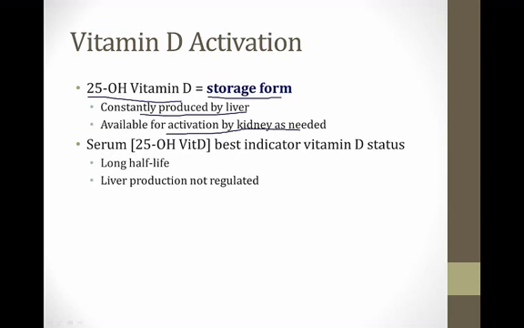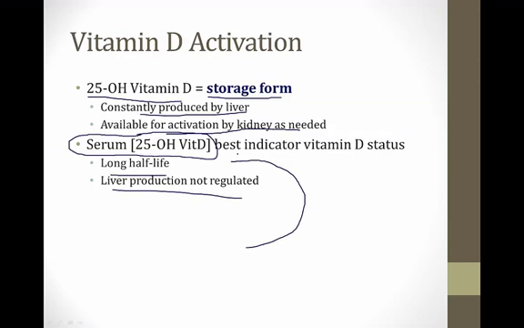This is important clinically because when you want to check someone's vitamin D status, what you measure is the serum concentration of 25-OH vitamin D. It has a long half-life. The liver production is not regulated, and this is the storage form, so you will detect how much storage form of vitamin D that patient has in their plasma.